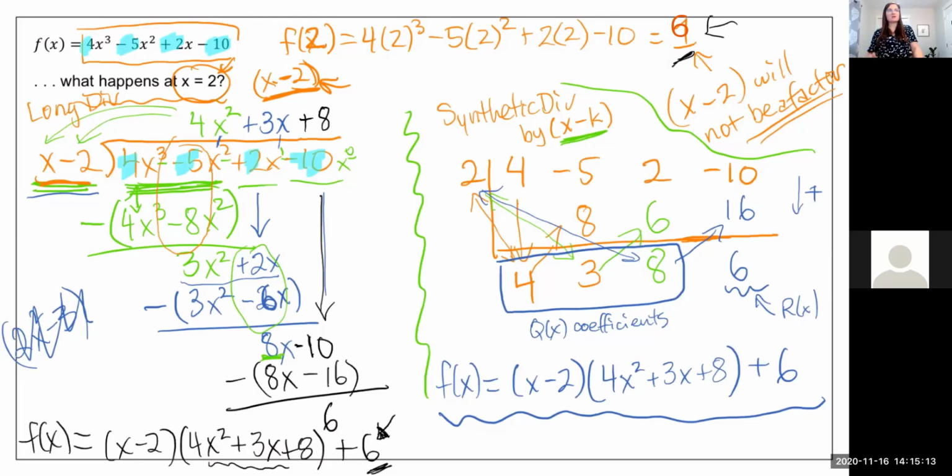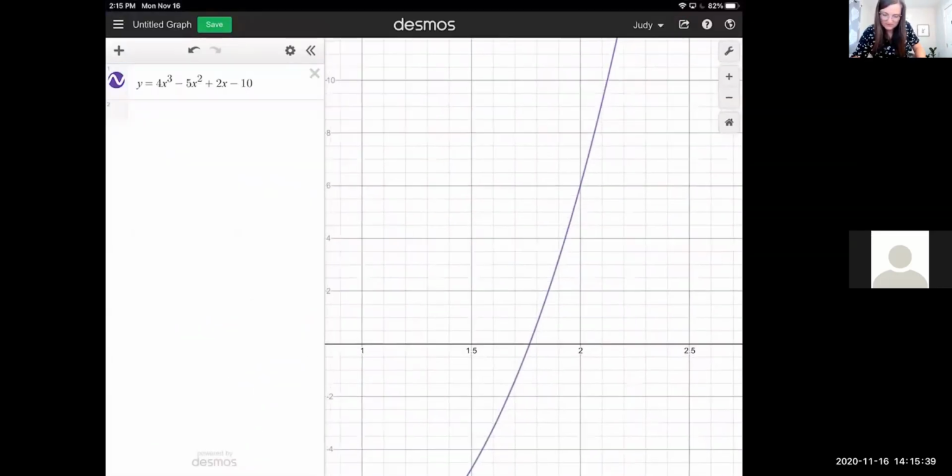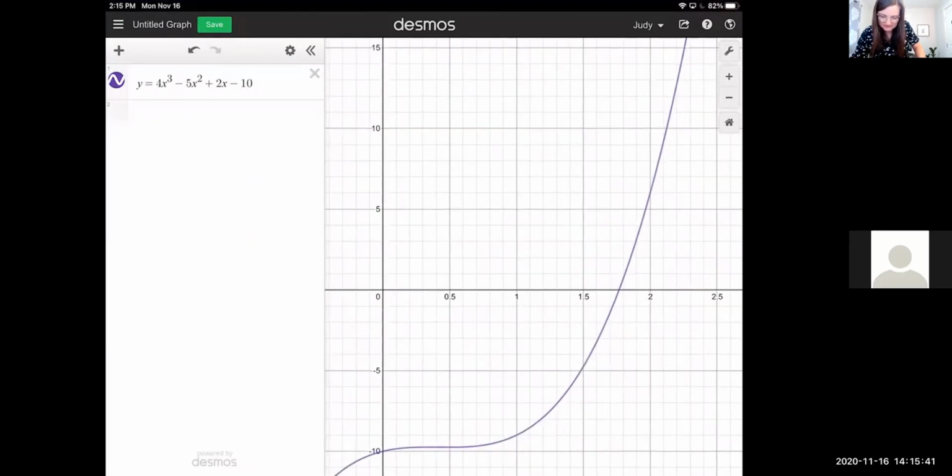Okay, so how does this help us? What this helps us is to see that, okay, x minus 2 is not a factor, 2 is not a 0. Upon division by 2, like if I plugged in x equals 2, I should get a 6. This should actually be a 6. Oh yeah, so look, at 2, it is a 6.